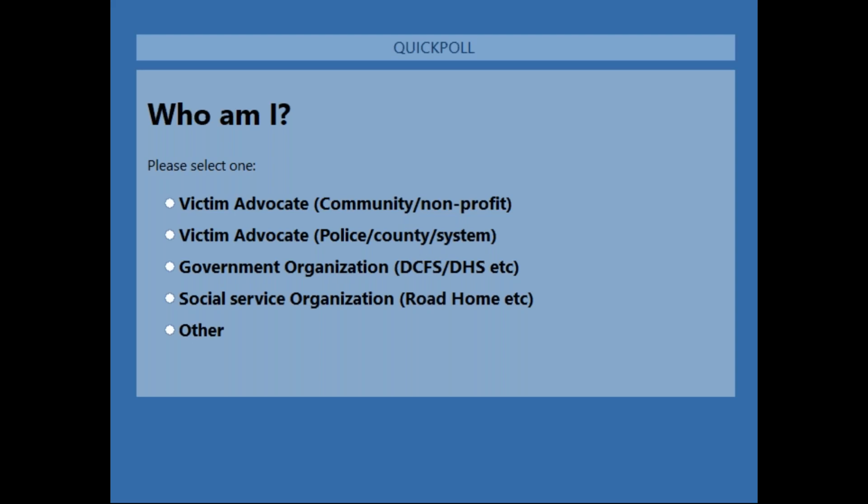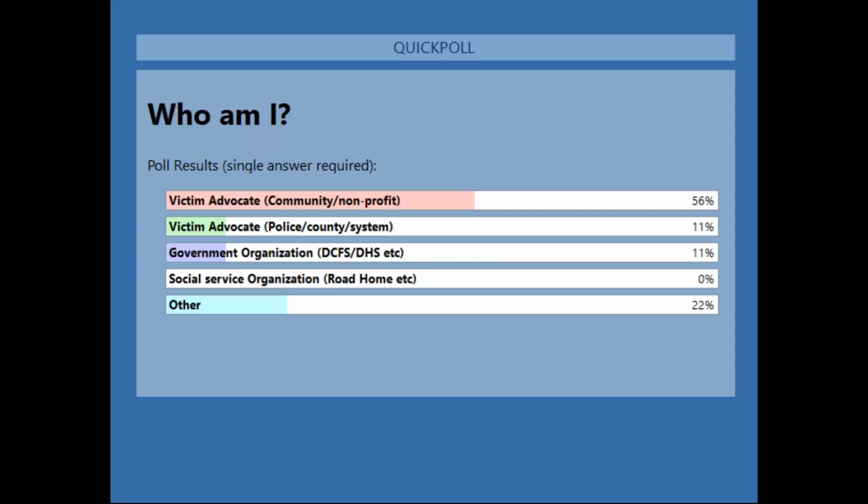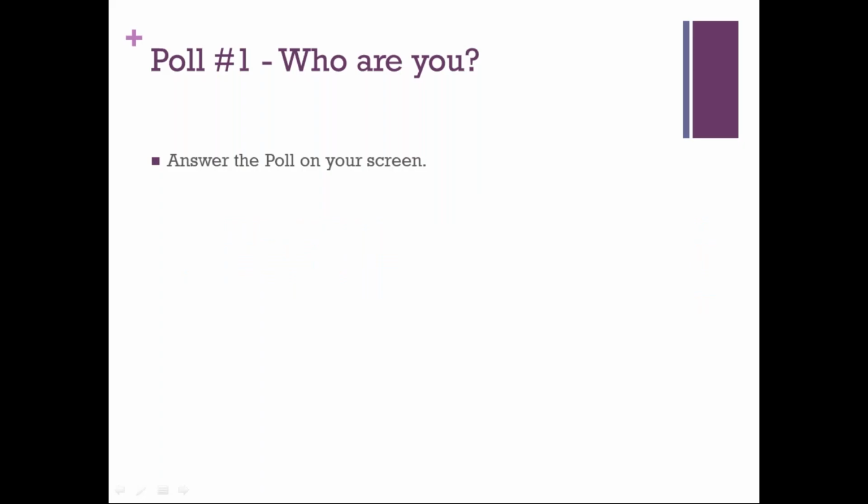All right, looks like we have about 75% of folks voted. Let's see if we can get a couple more, and we'll show you these. All right, so the results from that poll should pop up on your screen. Looks like 56% of folks are community advocates, from a nonprofit. 11% are system advocates, so police, maybe county advocates, and 11% are government organization folks, maybe DCFS, DHS, and then 22% other. For the folks that answered other, in your question box here, would you mind typing where you're from? Maybe your job or the stuff that you work on, and we can make sure that we get some of that information directed towards y'all, make it worth your while.